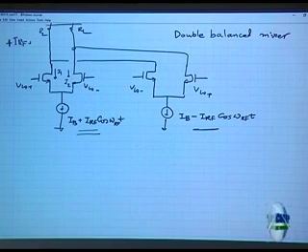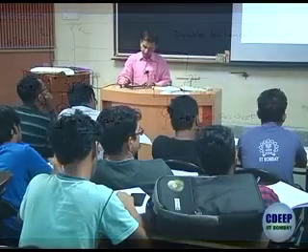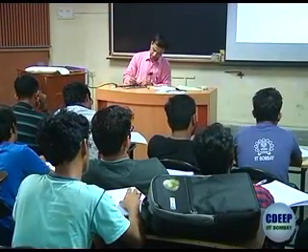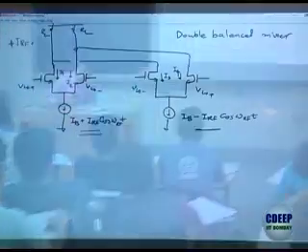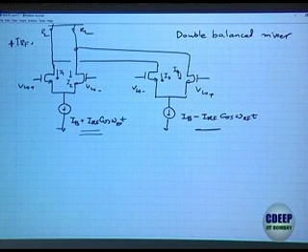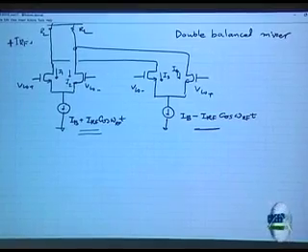Is this part clear to everyone? Kind of an important point I'm trying to make here. Yes, no? Okay, good. So now let's do some calculations here. Let's call this I1 and I2, and let's call this I3 and I4. And then this part is clear.